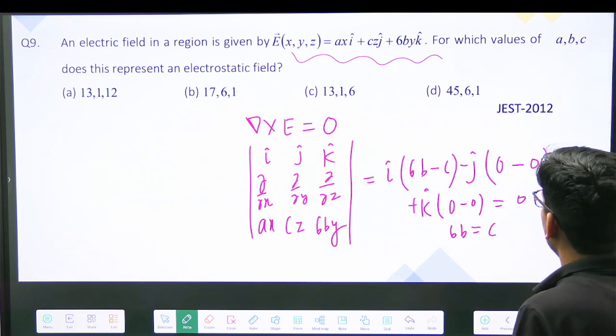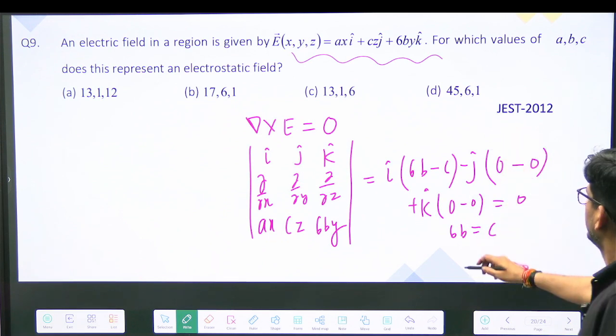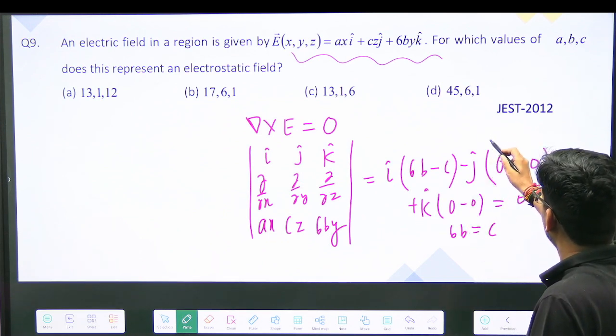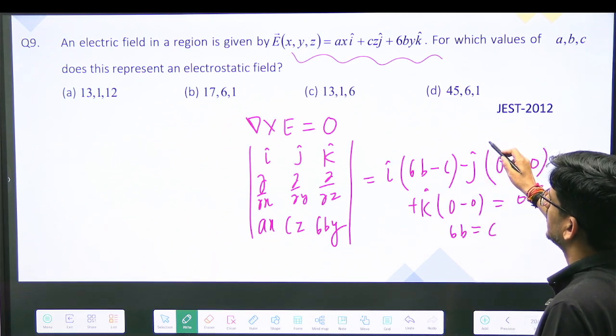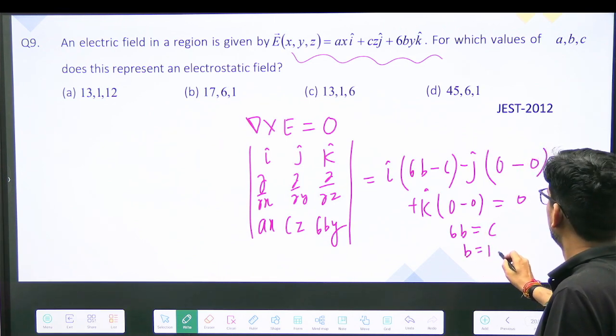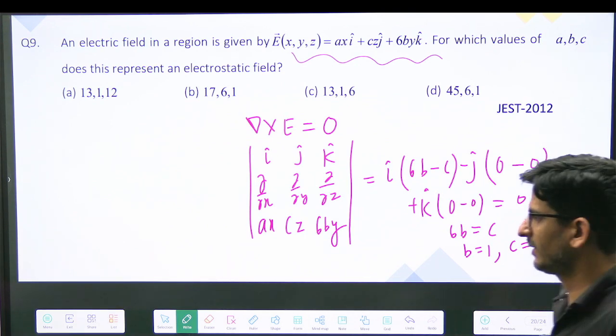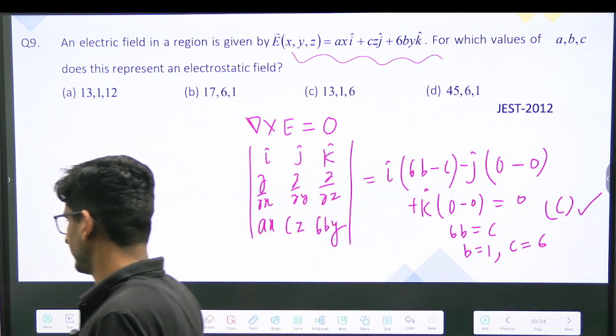So which option is having 6b equal to c? Because a is arbitrary. So if you take b equal to 1, c should become 6. So which option is correct? Option C is correct. Very simple question on electrostatics, but they give such questions, okay?